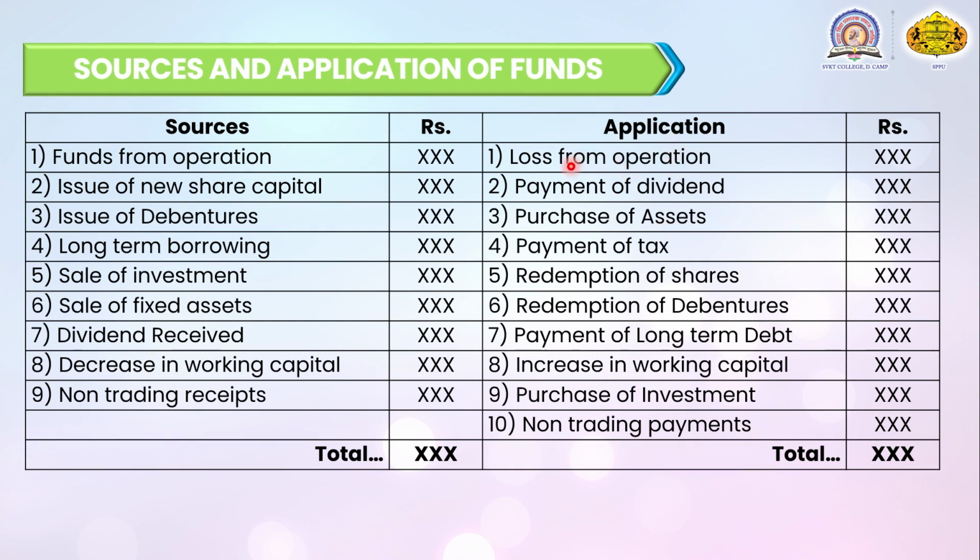First application is loss from operation, payment of dividend, purchases of different assets, payment of different types of tax like GST, VAT, advance tax payment. Next is redemption of shares, redemption of debentures, payment of long-term debt, increase in working capital, and purchases of investments, non-trading payments. This is the application side, which is where money actually goes out, and the totals of both sides tally.